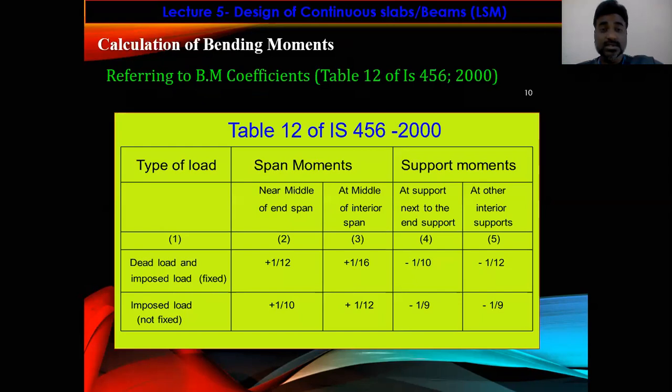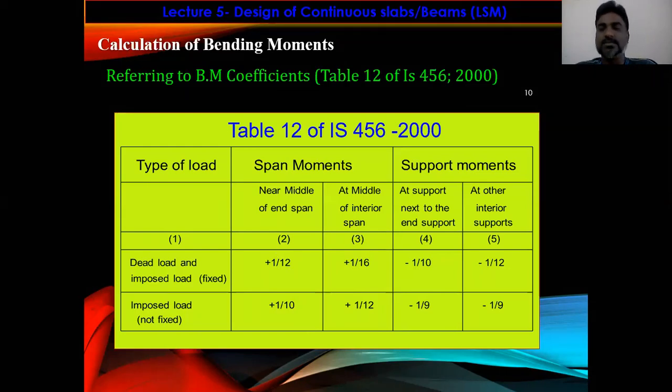So this is a method. These are the bending moment coefficients proposed by IS 456 2000 for continuous beams and slabs, right? But before using these coefficients, you need to check three conditions. As I told earlier, I am repeating again.